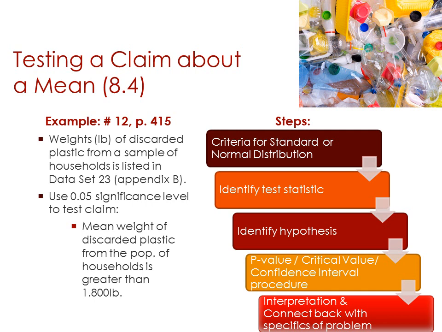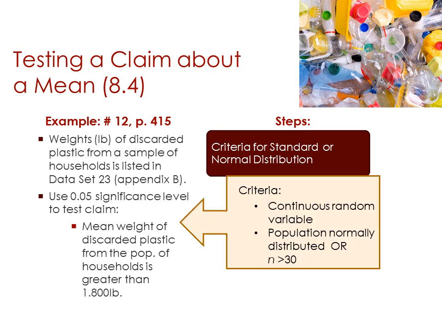So let's get started on this. First of all, on your StatCrunch, open up data set 23. And we need to look at this and ask ourselves some questions. Is it a continuous random variable? And is the population normally distributed, or is the n greater than or equal to 30? Okay, so take a few moments and look at that data set. Let's think about these different criteria and whether or not it meets these criteria.